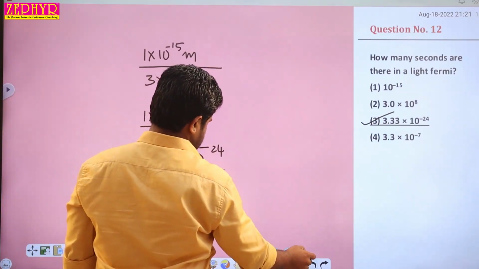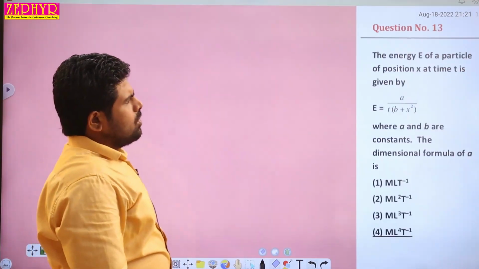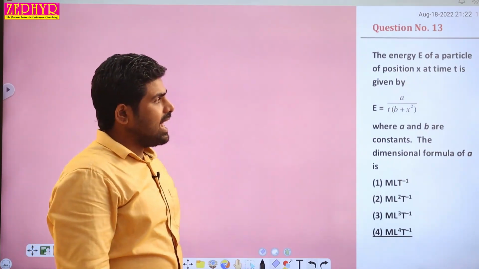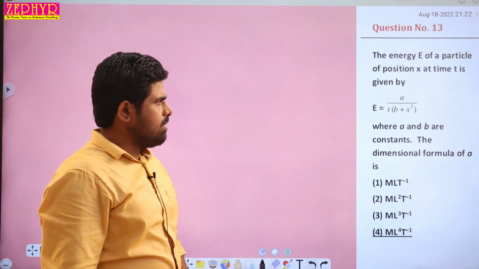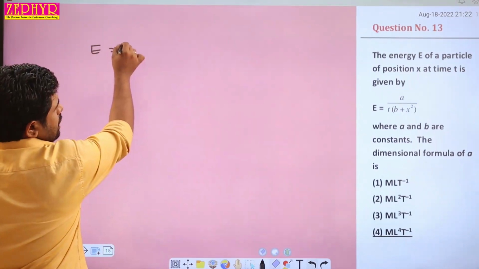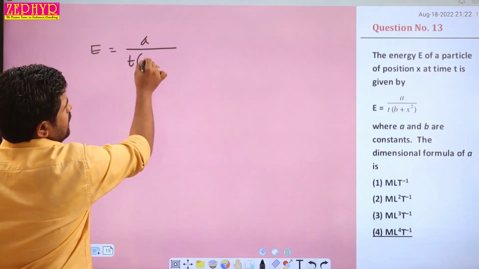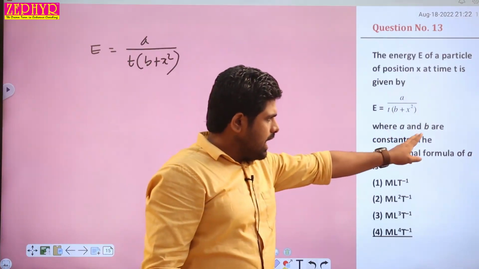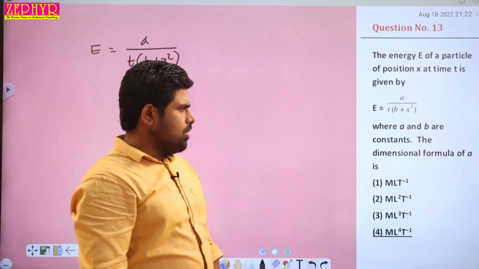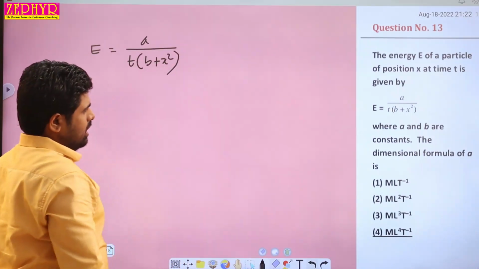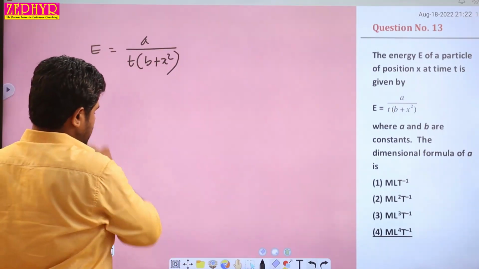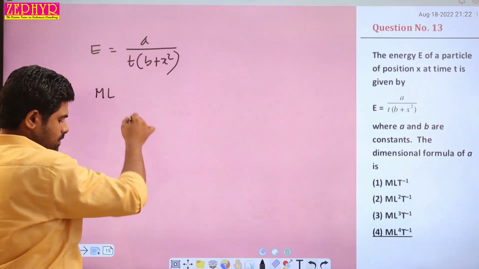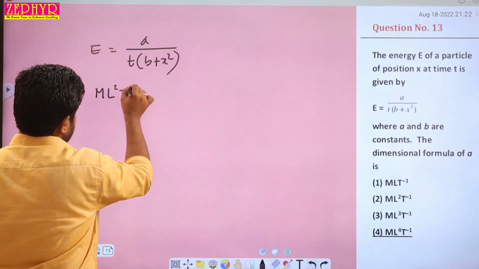Then next question, that is question number 30. The energy E of a particle of position x at time t is given by E is equal to A divided by T into B plus x square, where A and B are constants. The dimensional formula of A. So to find the dimensional formula of A, we know the dimension of energy is equal to m L square T raised to minus 2.